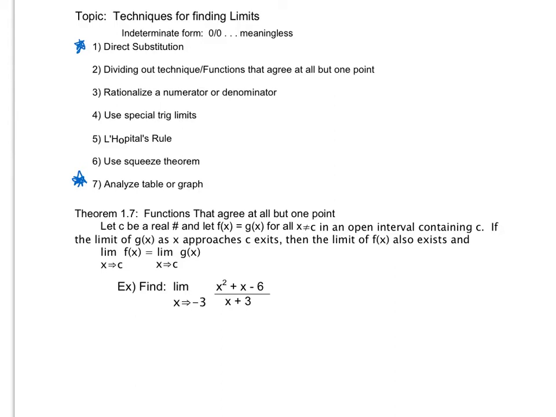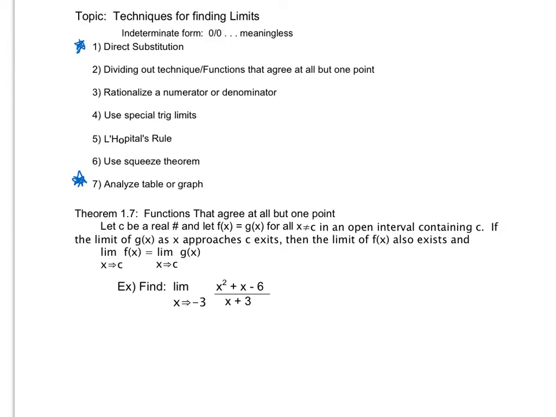So theorem 1.7 says, suppose that we're having some real number c and we have two functions. They are equivalent for every single value except for that real number c in some interval containing c, okay? If the limit of g of x as x approaches c exists, then the limit of f of x also exists and they are the same, okay? So let me show you how that works with this first example.